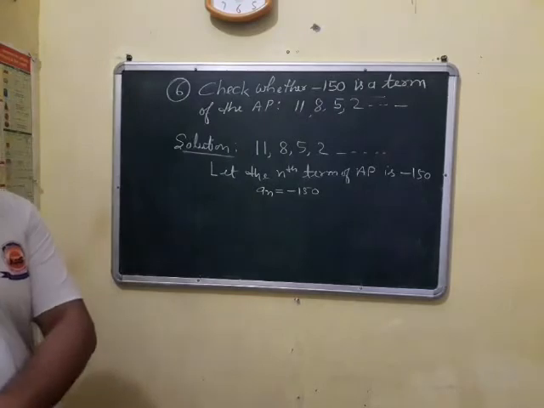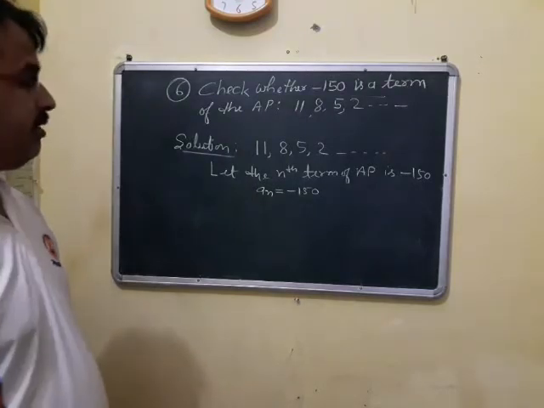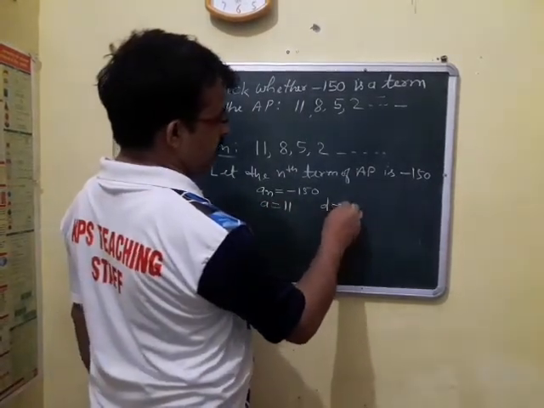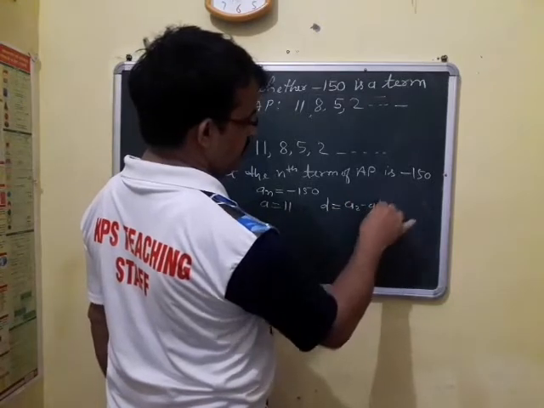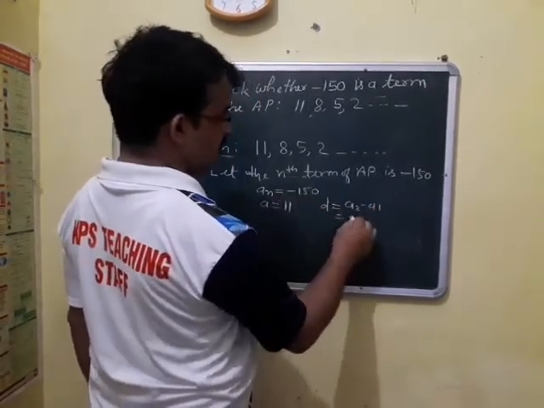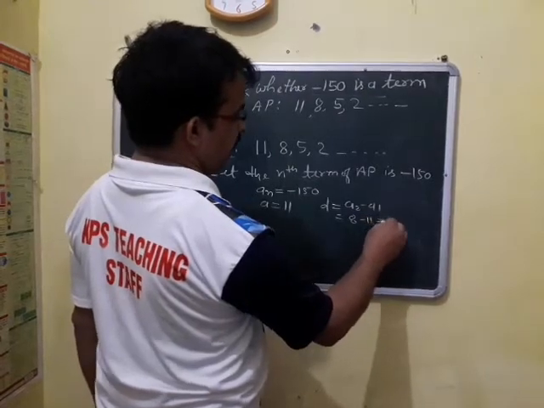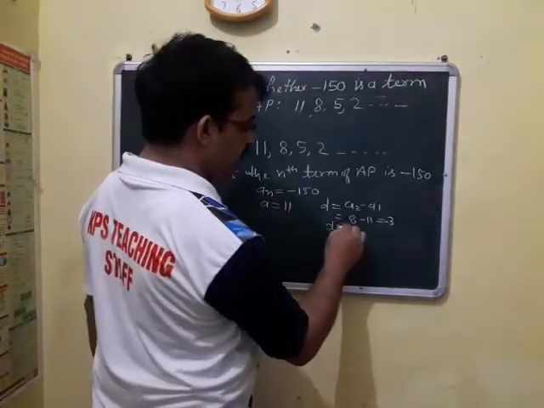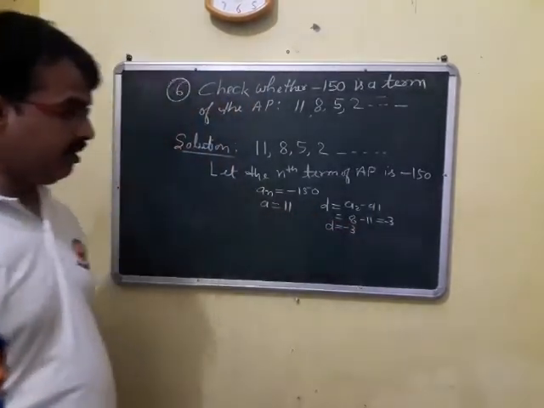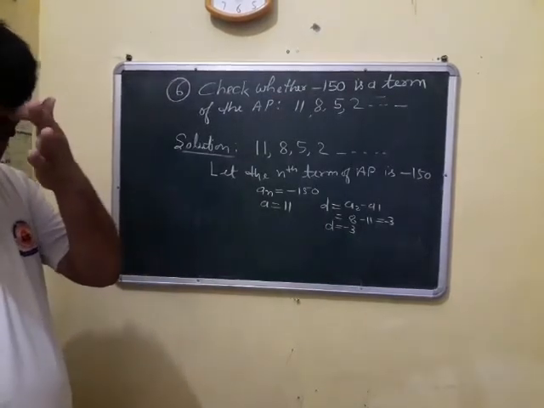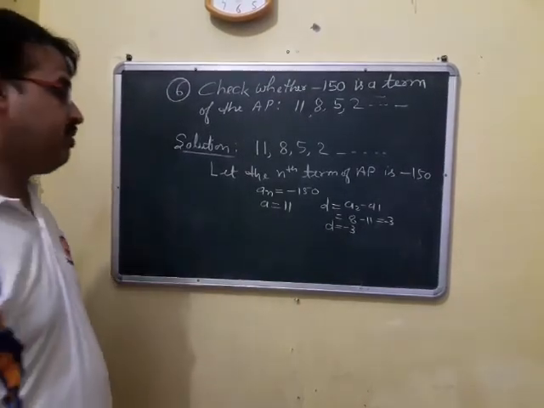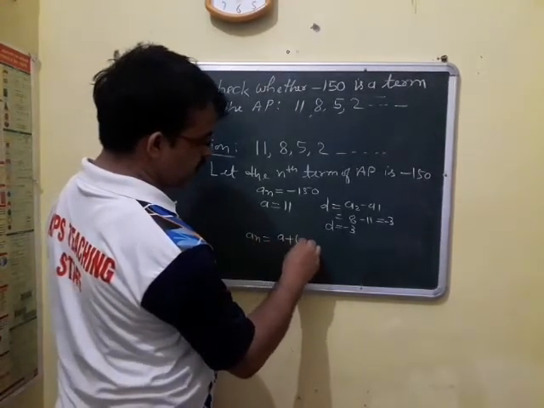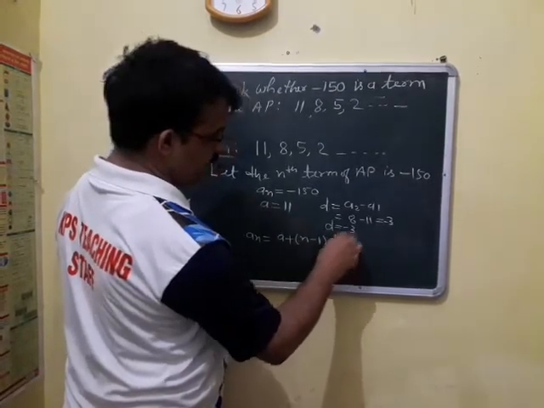an is minus 150, and a is 11, and d we find. d is equal to a2 minus a1. So a2 is 8 minus a1 which is 11, we get minus 3. So d is minus 3. Clear? Now the general term of the AP, you know, an is equal to a plus n minus 1 into d.